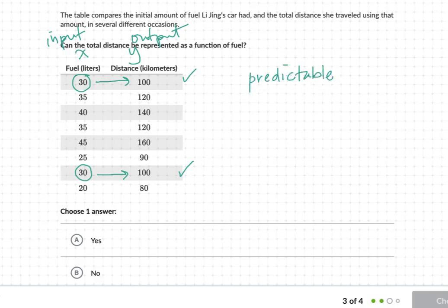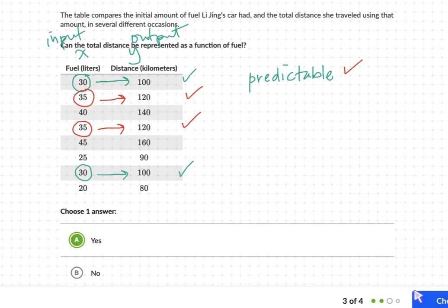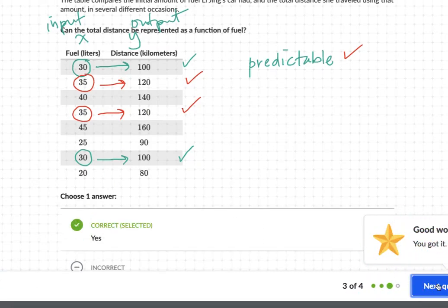Okay, but that's only one of them. I also saw a 35 that was repeated. Does the input of 35 always give me an output of 120? Yes, it does. So it is also predictable. And those are the only numbers I see repeating. So it passes the function test. It is predictable because each input only has one unique output. So this should be a yes. Okay, so that's all we're saying. Is this relationship predictable?